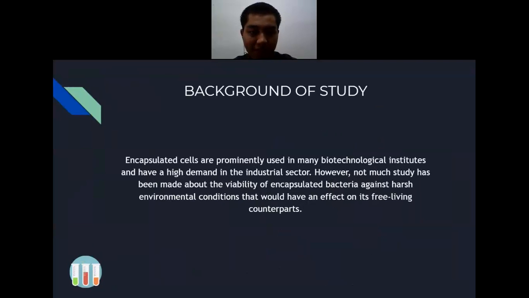For the background of my study, encapsulated cells are prominently used in many biotechnological institutes and have a high demand in the industrial sector. However, not much study has been made about the viability of encapsulated bacteria against harsh environmental conditions that would have an effect on its free-living counterparts.